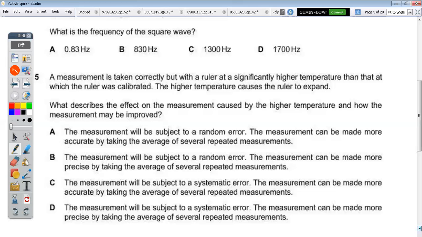And how can that be improved? Is that the last part of the question? Yes. How can the measurement be improved? So what's the correct answer, C or D? D. Yes.